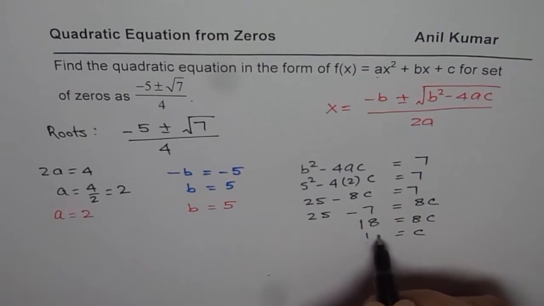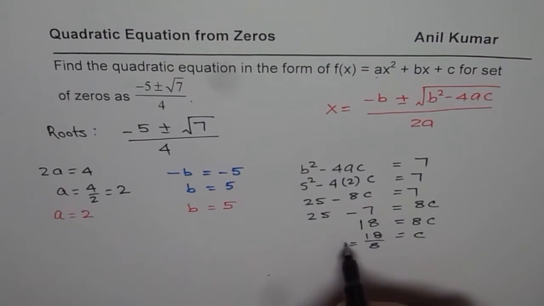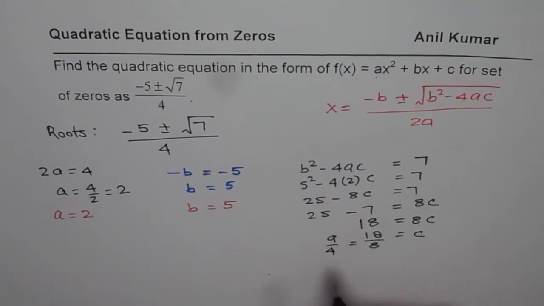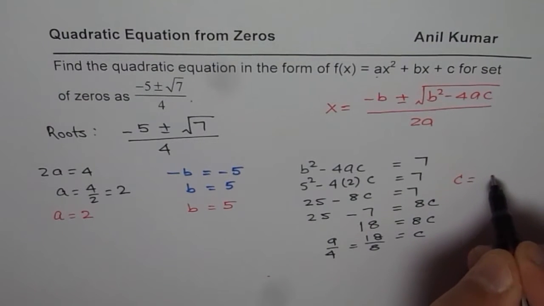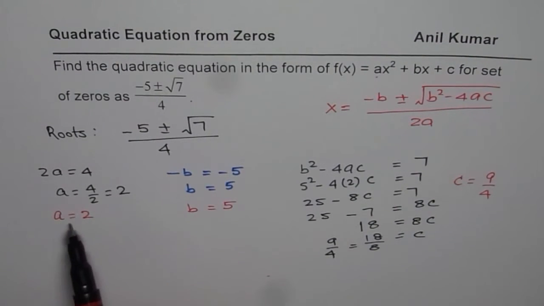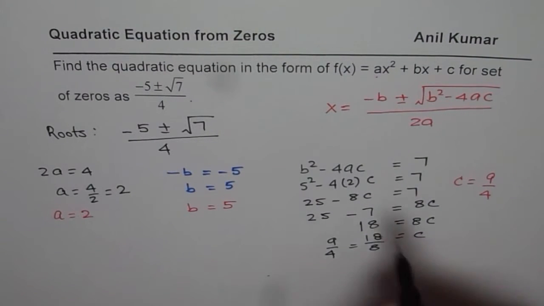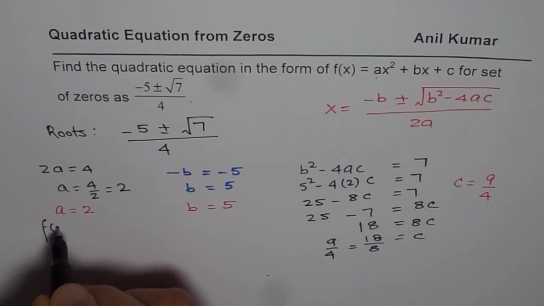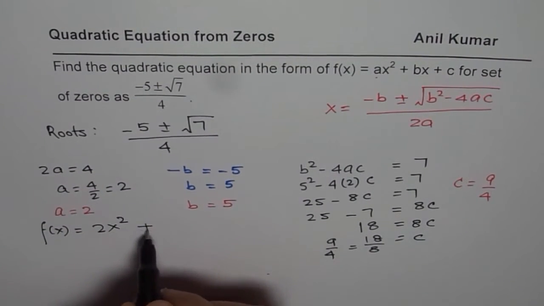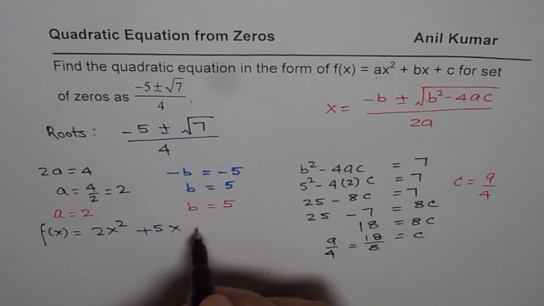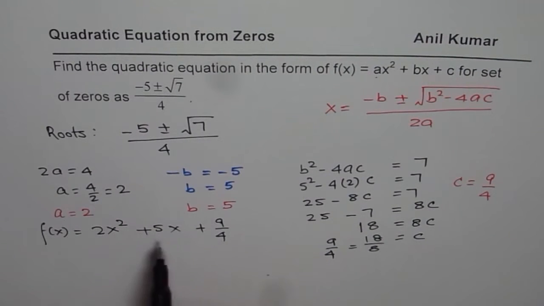From here, c equals 18 over 8, which could be simplified. Dividing both by 2, we get 9 over 4. Right? So that is the value of c. So let me write down c equals 9 over 4. So now we know a, b and c. In this equation, we can substitute these values and write down the function. So we have the function f of x equals, a is 2, 2x squared, b is 5, plus 5x, c is 9 over 4. But it's always better to write this equation without fractions.